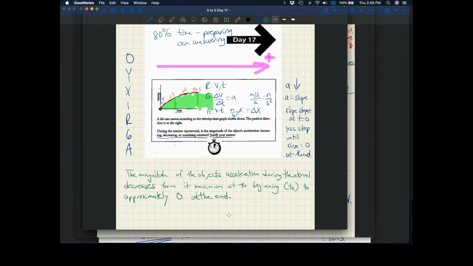So if we go back, we said it's decreasing, okay? Oh, we haven't said anything about it being the slope. So the question is, where's the best place to do this? And one of the simplest places for us to do this with the fewest words is right at the beginning. The magnitude of the object's acceleration, the slope of the graph, or just the slope, decreases from its maximum at the beginning, t0, to approximately 0 at the end.